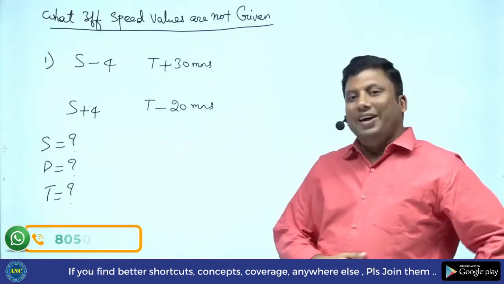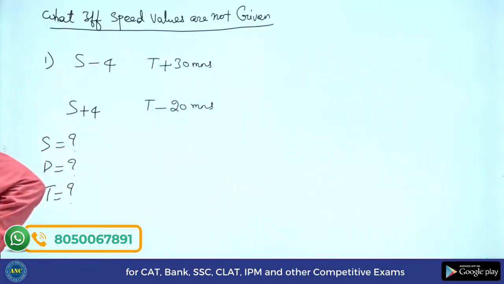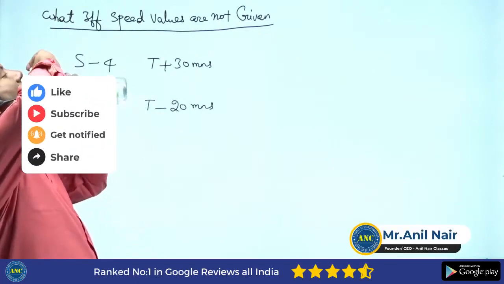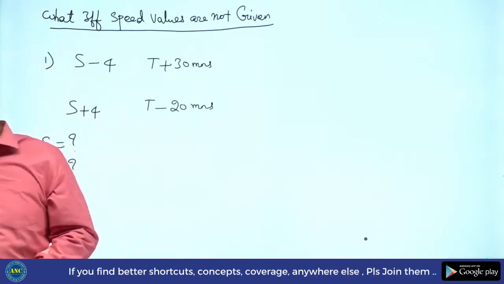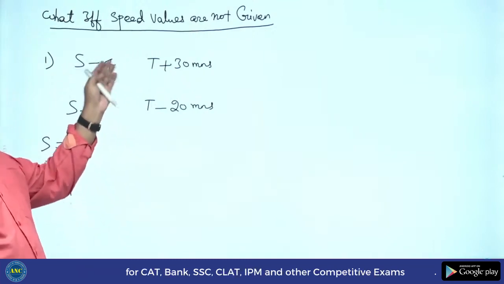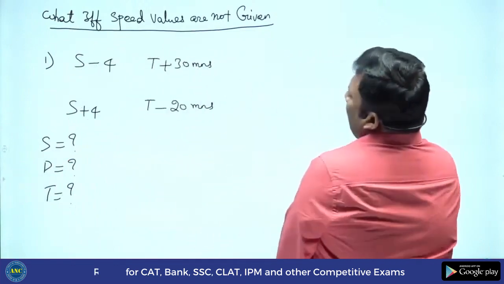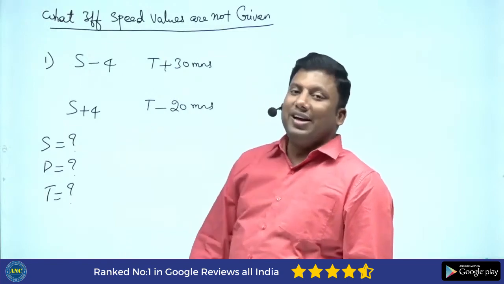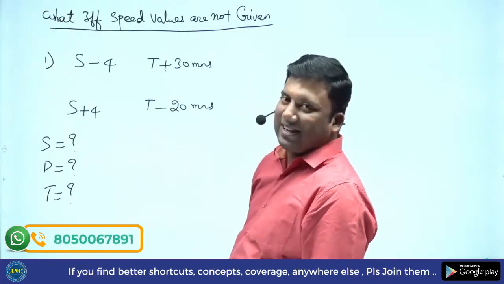Find the actual speed, actual distance, and actual time. I hope you understood this question. What if the speed values are not given? S minus 4, t plus 30. Speed is decreased by 4 kilometers per hour. All that value changes we can do. If the speed decreased by 4, time increased by 30. Speed increased by 4, time decreased by 20. Find the actual speed, actual distance, and actual time.